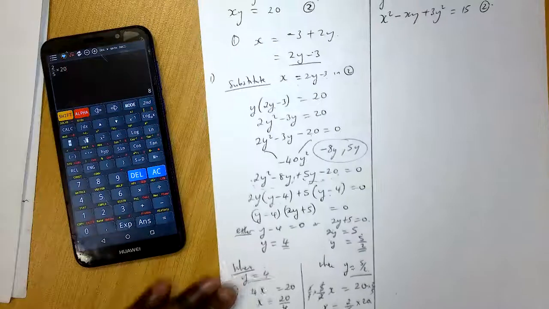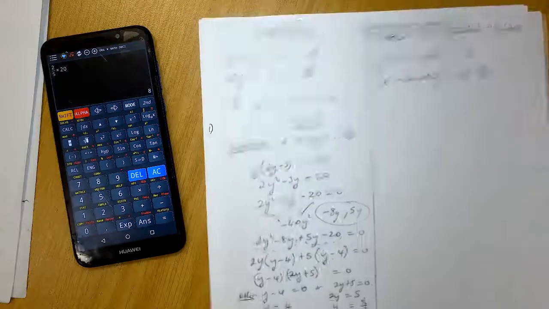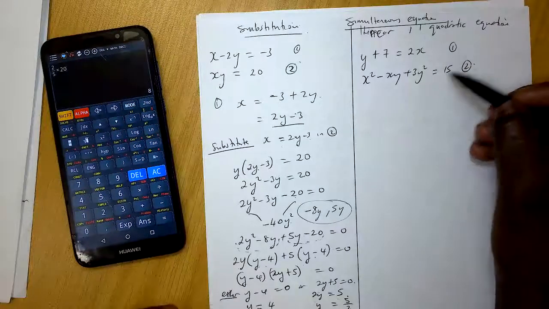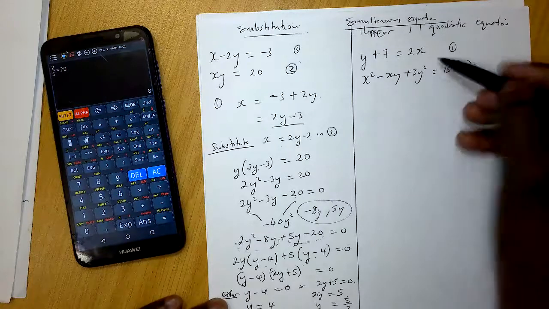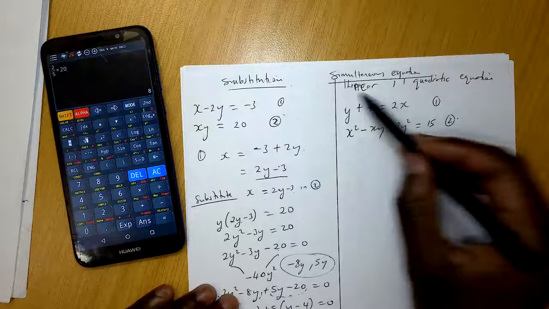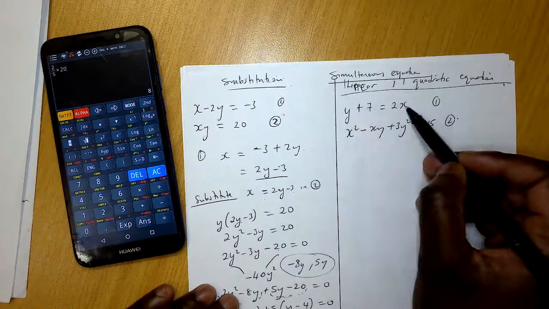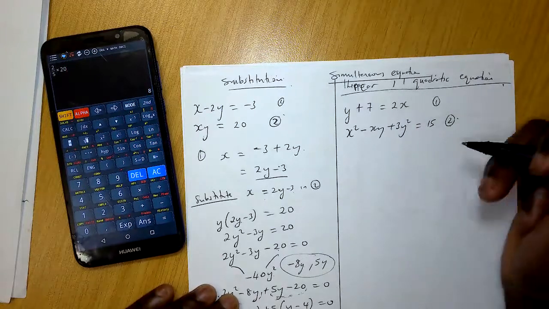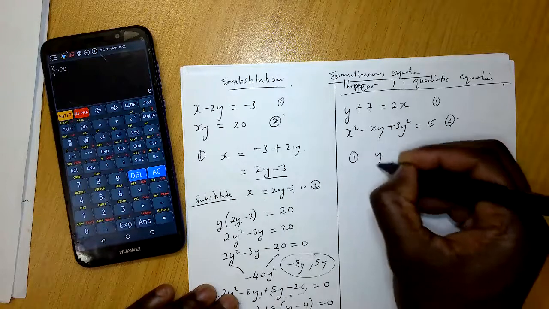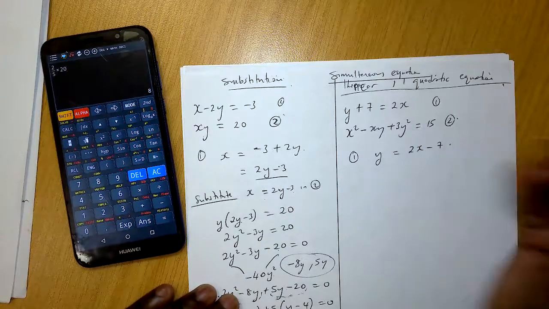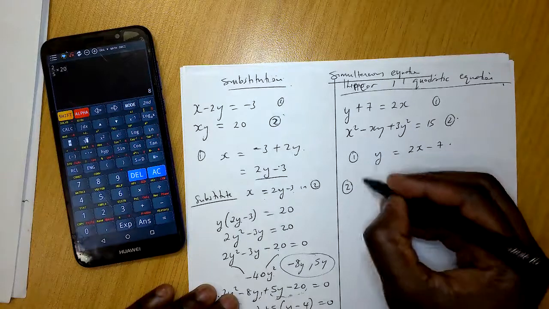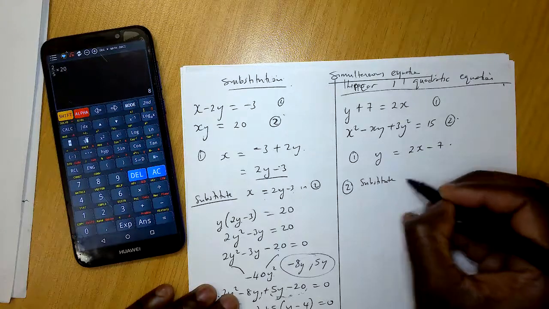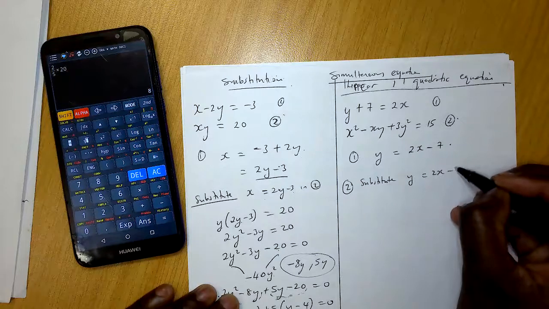So this is the whole question that you need to understand when you're dealing with a simultaneous equation. Now another scenario is this one, where we are given one linear and one quadratic equation. So always on your linear, that's where you're supposed to make the substitution. In 1, y is equal to 2x minus 7. Then in 2, you're going to substitute y equal to 2x minus 7.